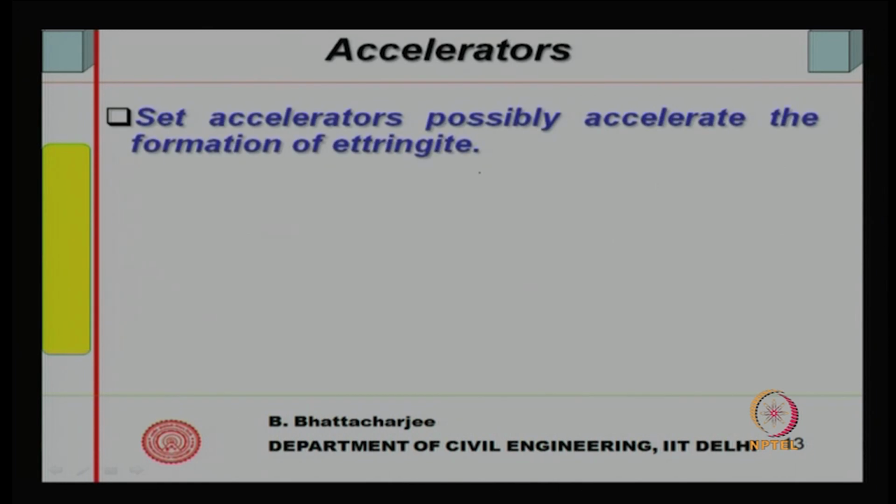Set accelerators possibly accelerate the formation of ettringite, because if ettringite formation is faster, the dormant period will be reduced. We know that during the initial phase of setting, ettringite is produced during the dormant period, and it accelerates the setting process, all right.